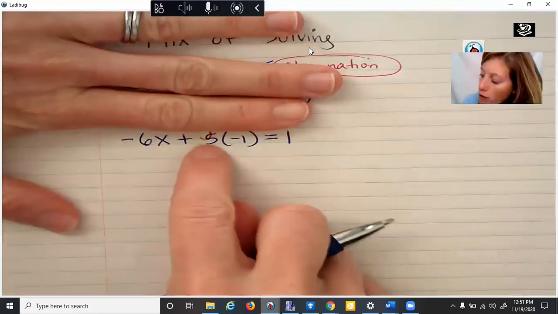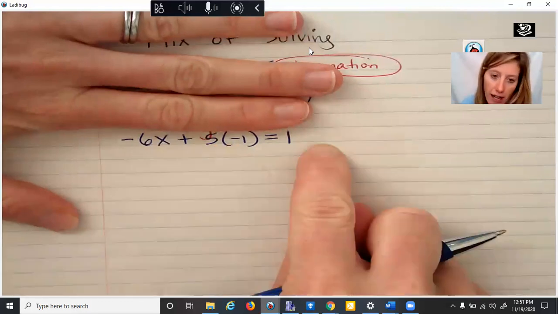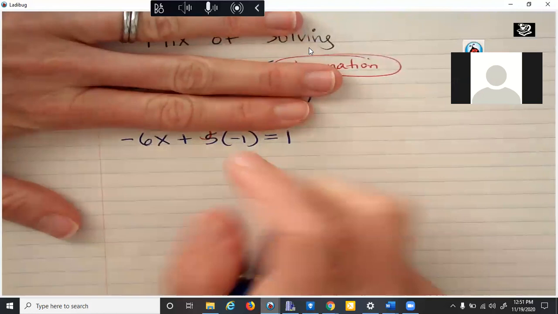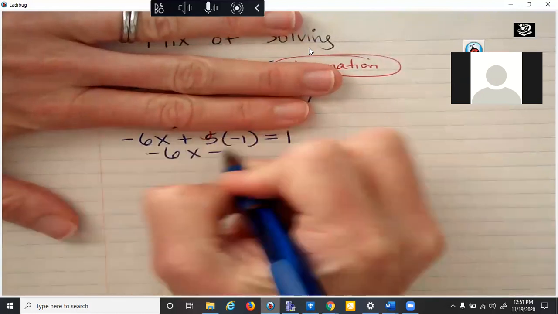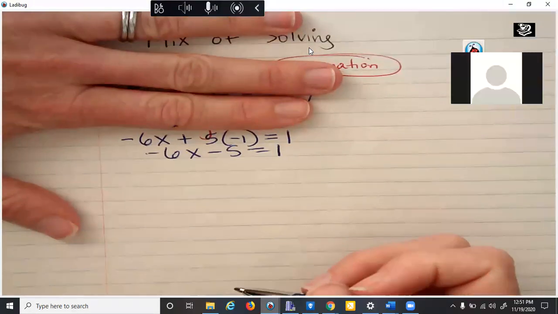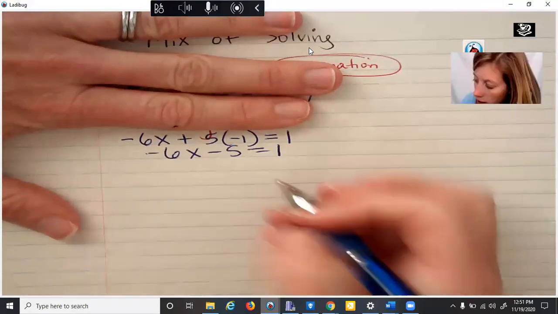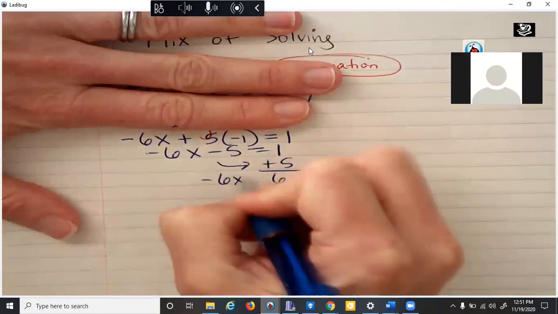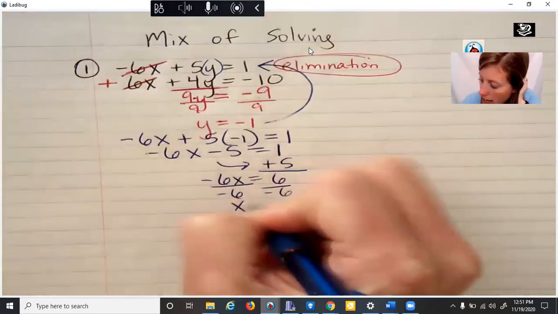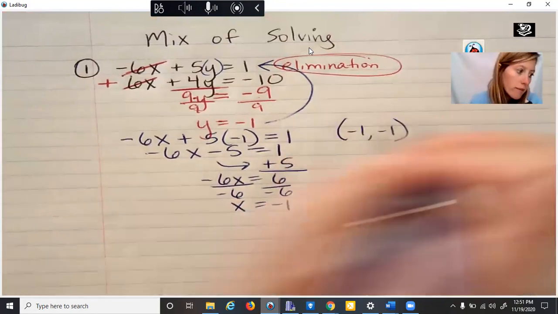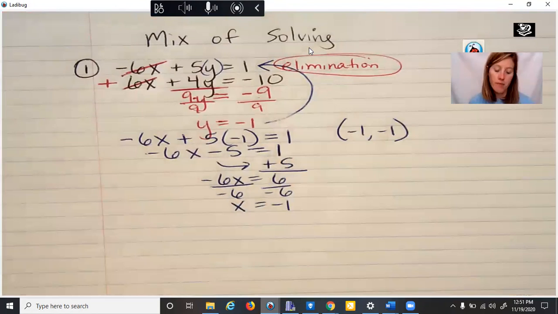Yeah, so I don't move anything to the other side yet, Brian. Do you see that? I don't move anything to the other side. I multiply this. That gives me -5. And then what do I move to the other side? -5. Yeah. Do you see how I'm doing that? Yes. Okay. All right. Divide by -6. X equals -1. So your answer is -1, -1. Okay.